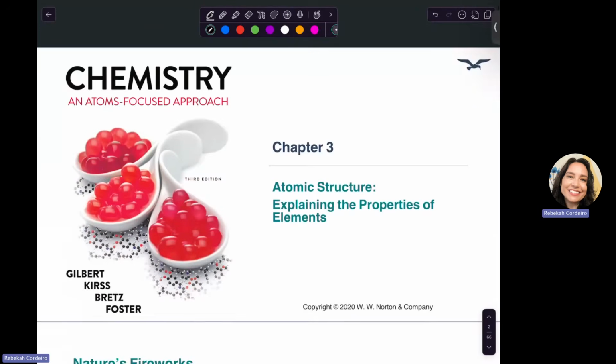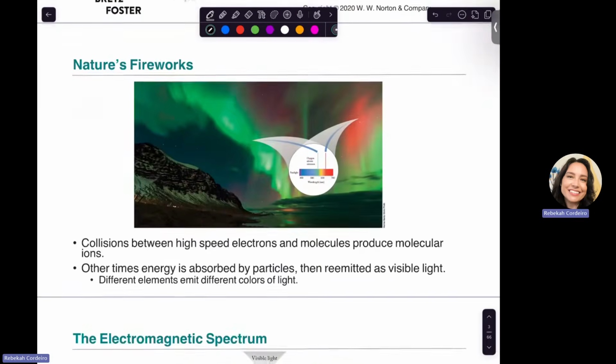All right, this is going to be Chem 1211, section 3.1 to 3.3. So we're starting in chapter 3. This is atomic structure, but now we're going to be talking about the properties of elements and how they behave, and we need to talk about electrons for that. We already talked about protons and neutrons, so we're going to dive into electrons here.